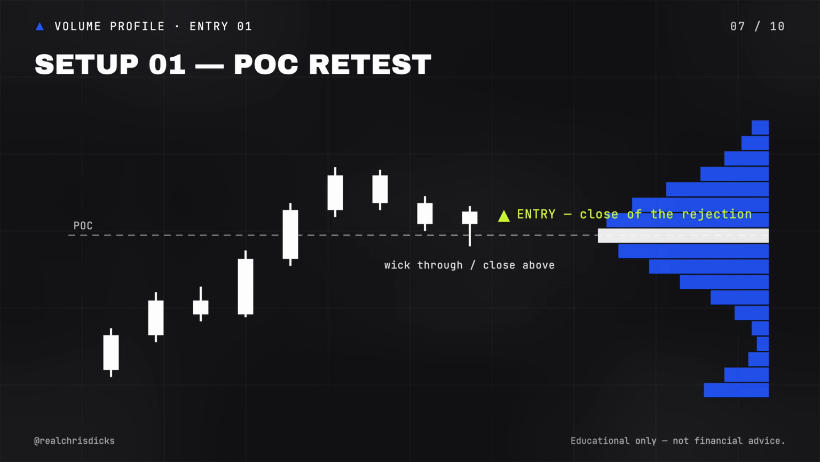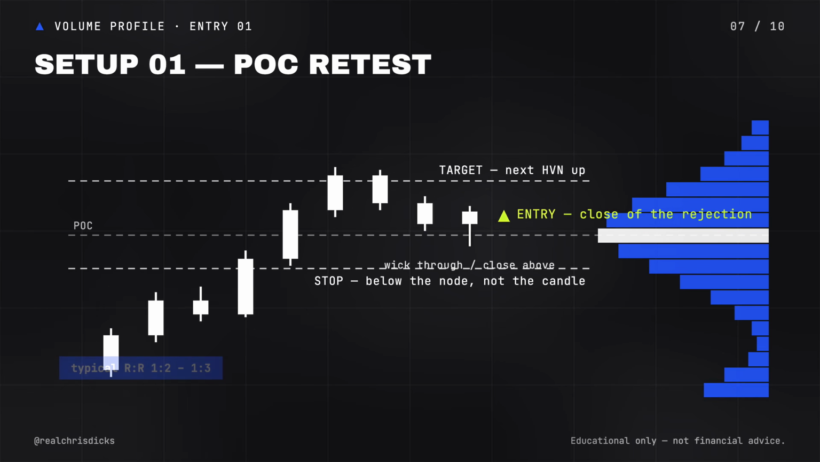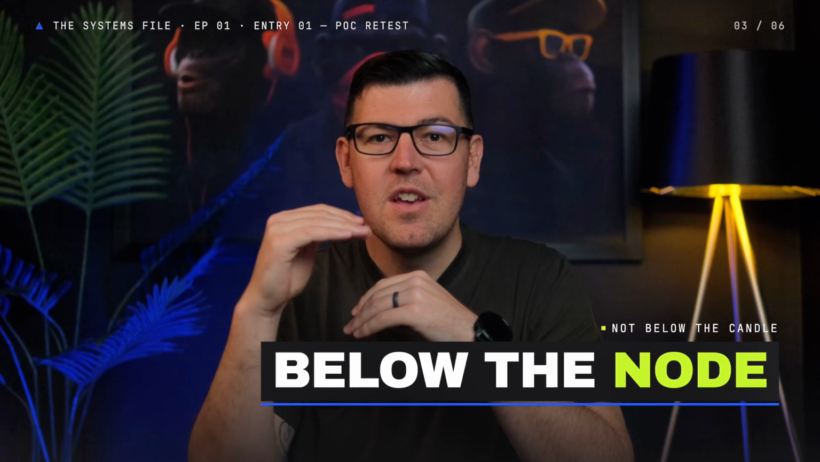First entry, the bread and butter, the POC retest. Price is trending above value, pulls back into POC. That fat node is full of positions. Trend side defends it. Here's the exact trigger, not vibes. Price tags the POC, prints a rejection candle there, wick through, closes back above, entry on the close of that candle. Stop goes below the node, not below the candle, because the node is the structure.